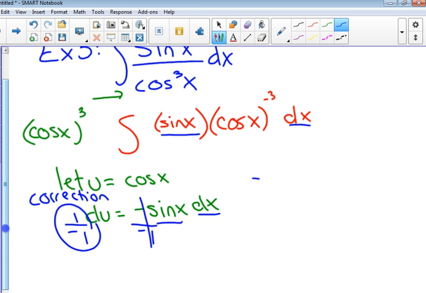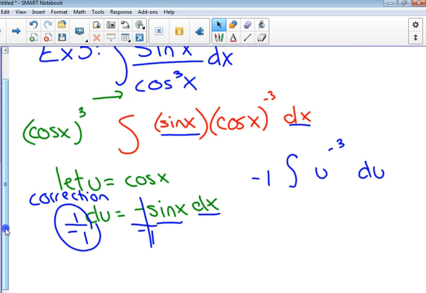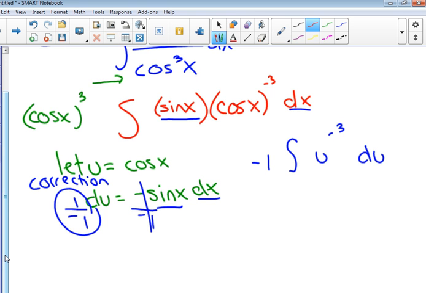Okay, so we have our correction of -1. We're going to be integrating u to the -3. So integrate normally first. So it's u to the -2 over -2. Good. Now we're going to times that by -1. So what's going to happen? Positive. Good. So it's u to the -2 over +2.